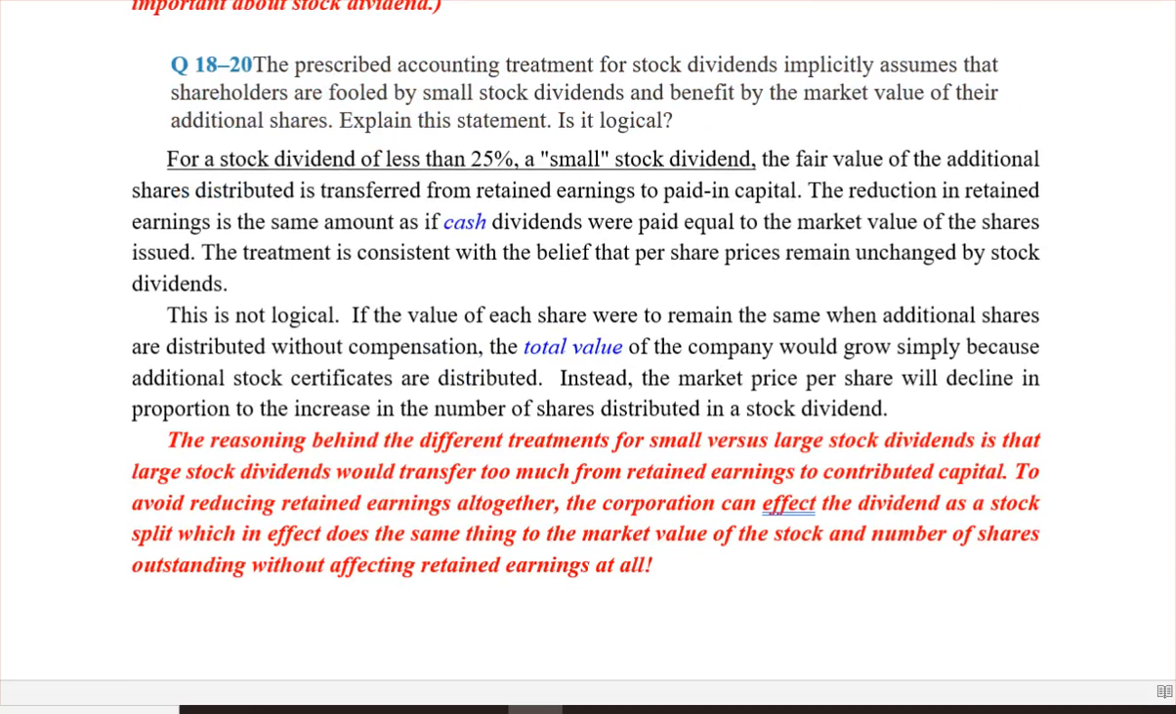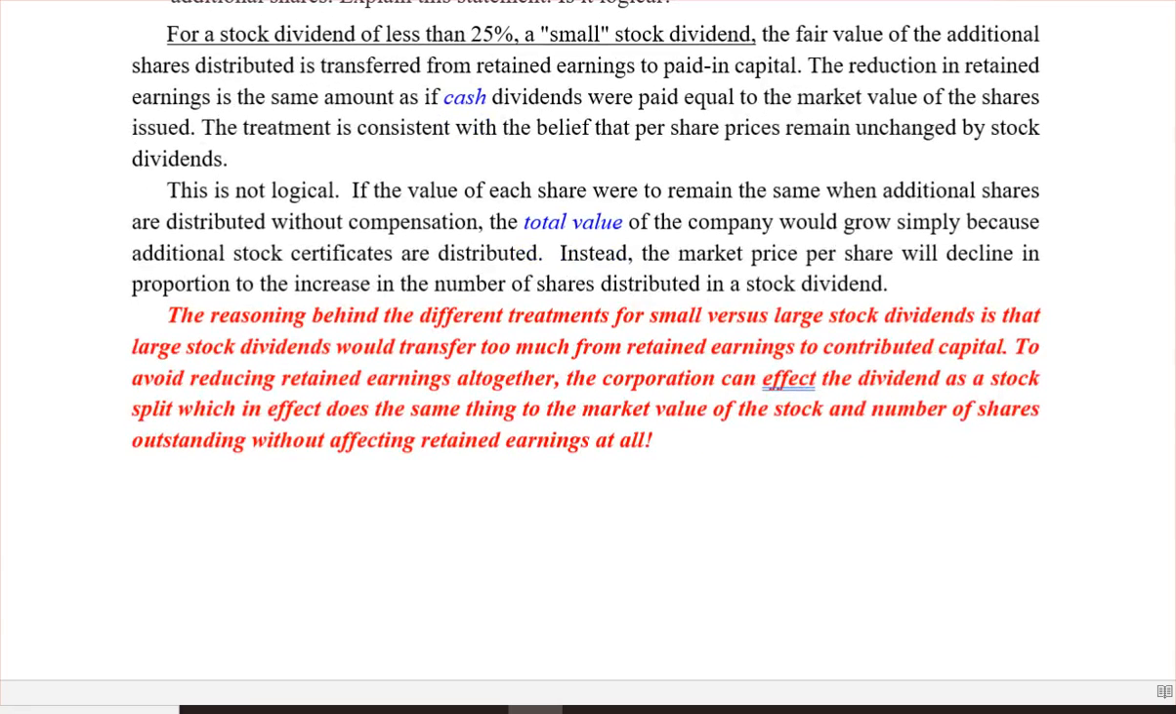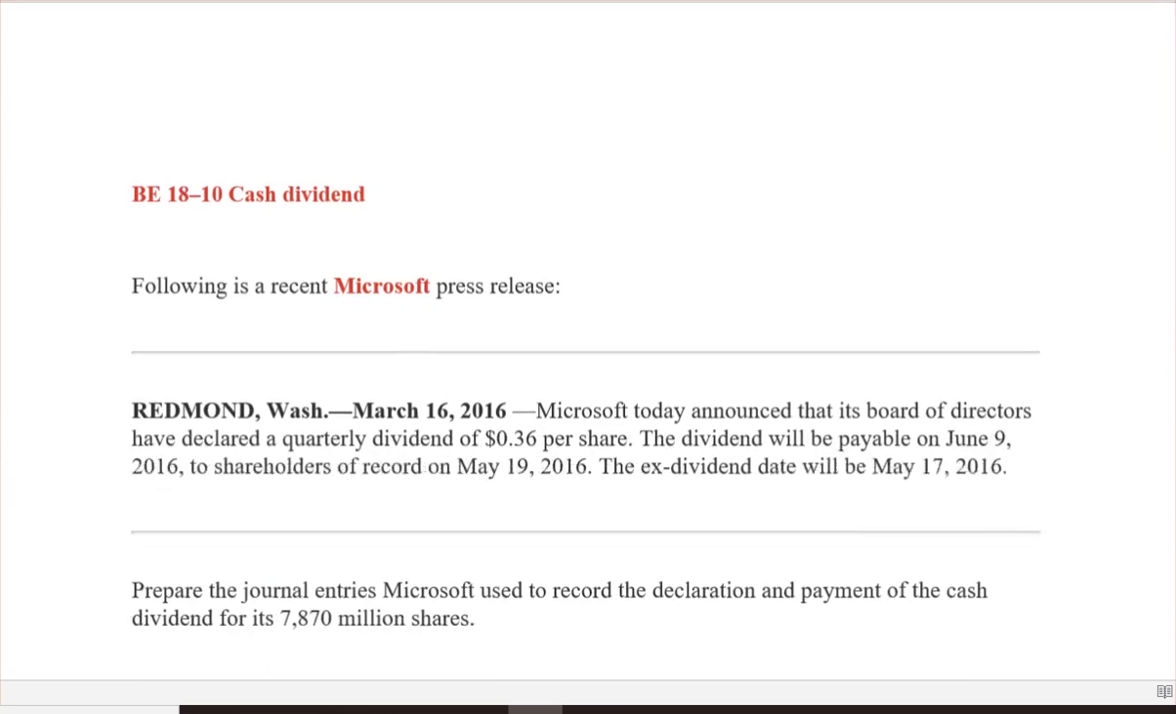The reasoning behind the different treatments for small and large stock dividends is that the large stock dividends would transfer too much from retained earnings to contributed capital. To avoid reducing retained earnings altogether, the company could say that they want to effect it in the way of a stock split. They can effect the dividend as a stock split, which means that they wouldn't have to do the journal entry at all, and there would be no effect on retained earnings. So we'll discuss that coming up.